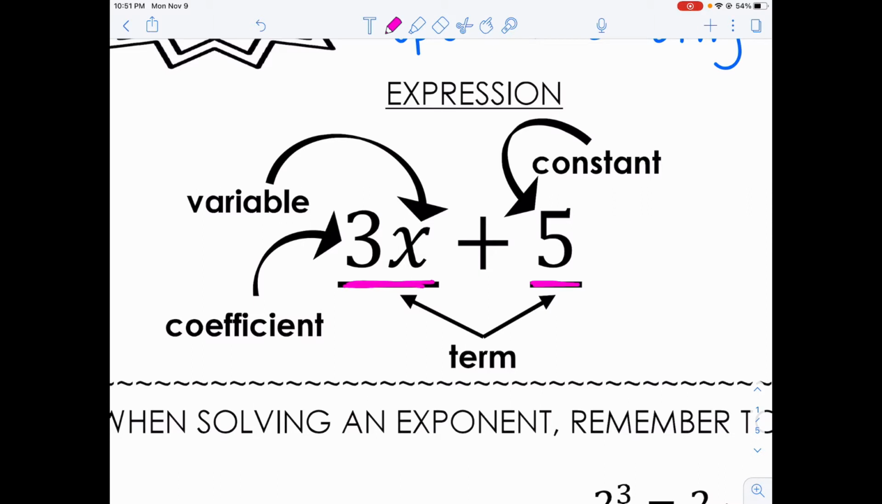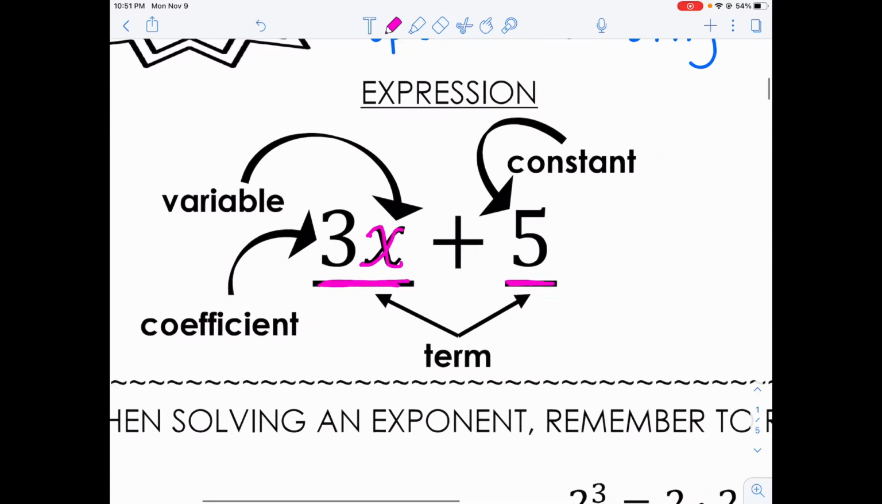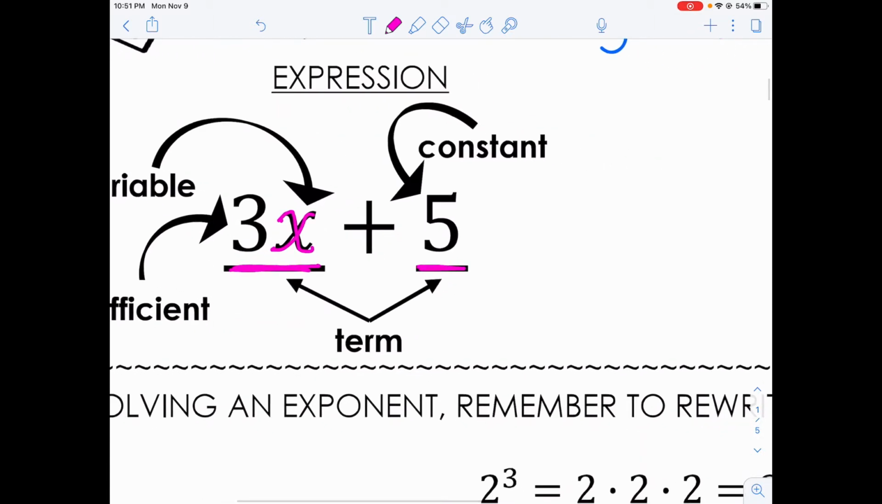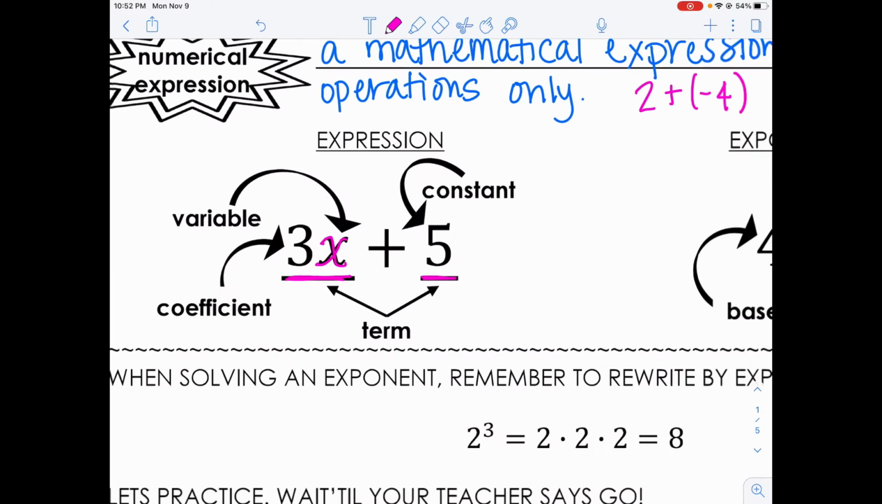Looking at my first term, this term has a variable in it. It also has a coefficient. So the term is 3x. The number that is in front of the variable is called the coefficient. So the coefficient for this is 3. The variable is a letter that represents an unknown quantity, so the variable in this term is x. And finally, the second term is 5. A number that is not with a variable is called a constant. So in this one, 5 does not have a variable with it, so this is a constant.